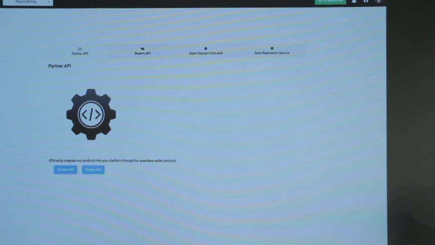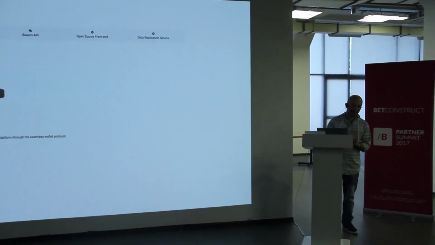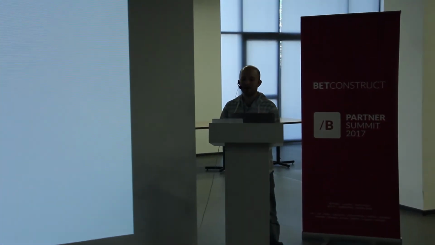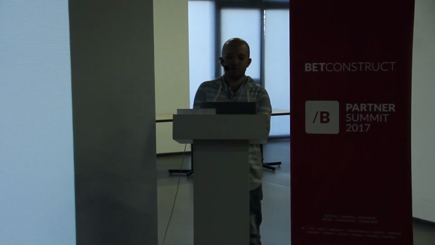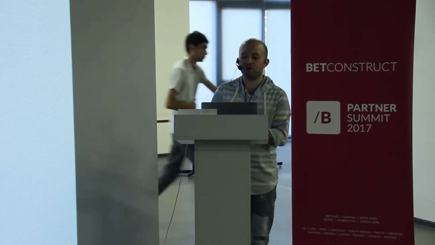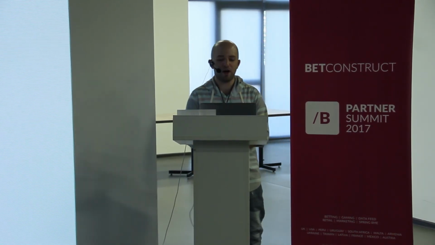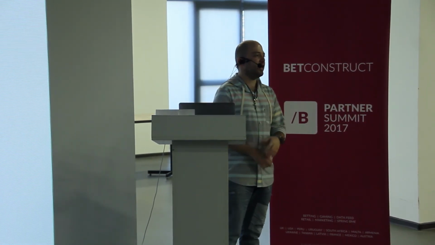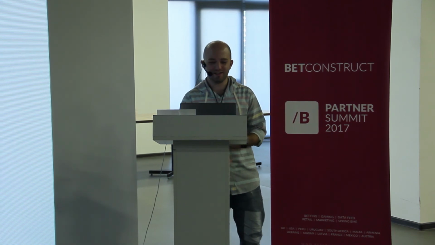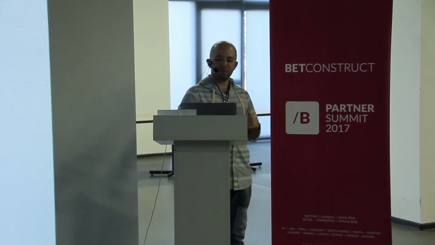program. So BetConstruct has different kinds of developer programs, and it has different kinds of APIs that you guys can use for your needs. So we've got the Partner API, we've got the Swarm API, we've got open source frontend, and we've got the data replication service. Let me go through these one by one and explain what these APIs are for, so you can understand how you can use them. So we are on the Partner API tab.